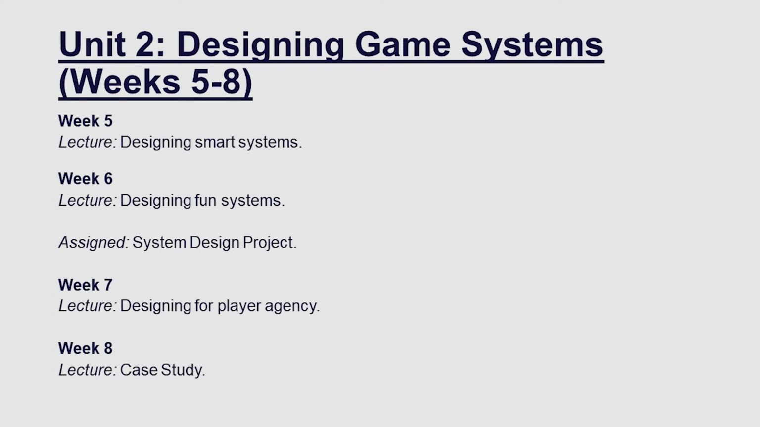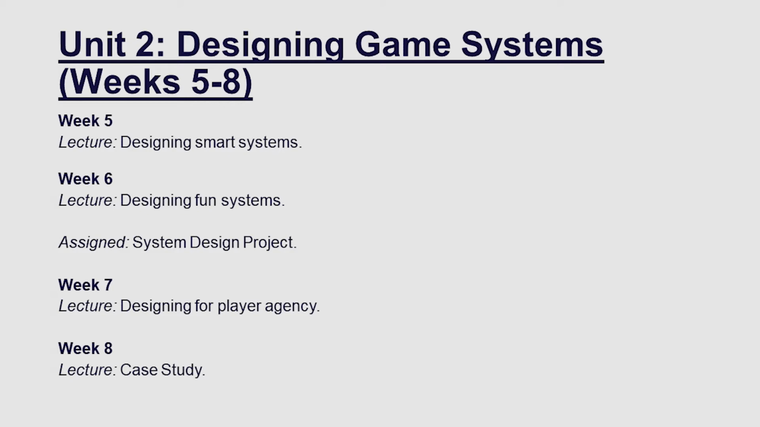Unit 2 then is all about designing game systems. We're going to start off thinking about how we create smart systems. These are systems where the way they're working is clever. We're minimizing the number of variables within the system, while still keeping it smart, intelligent and clever.